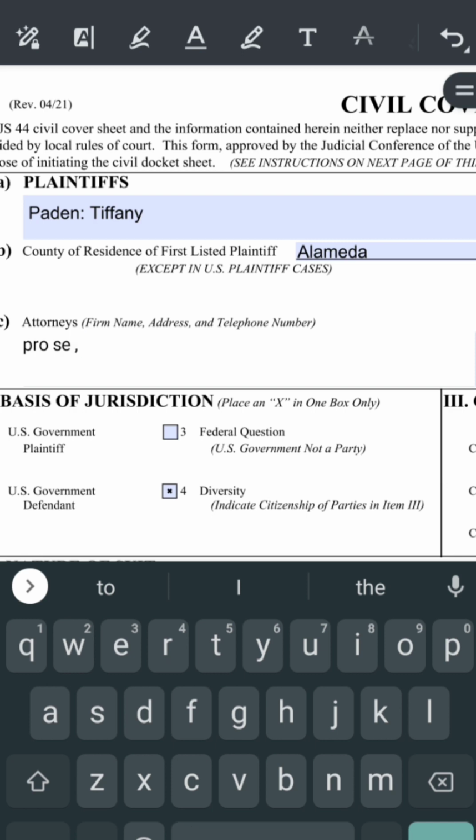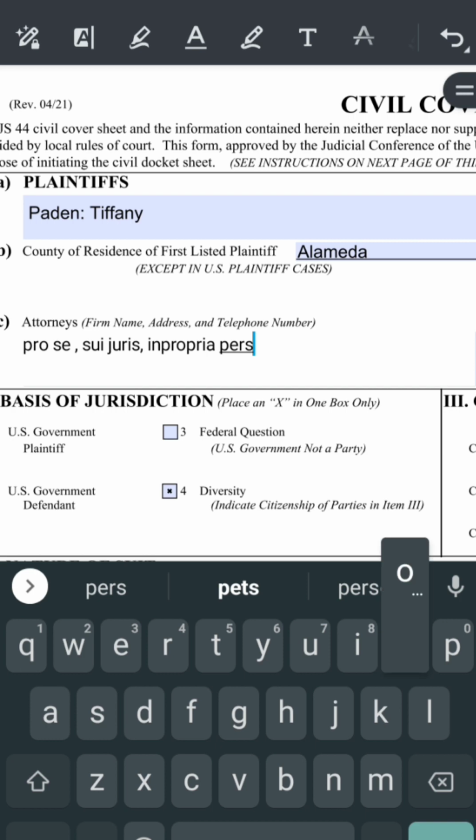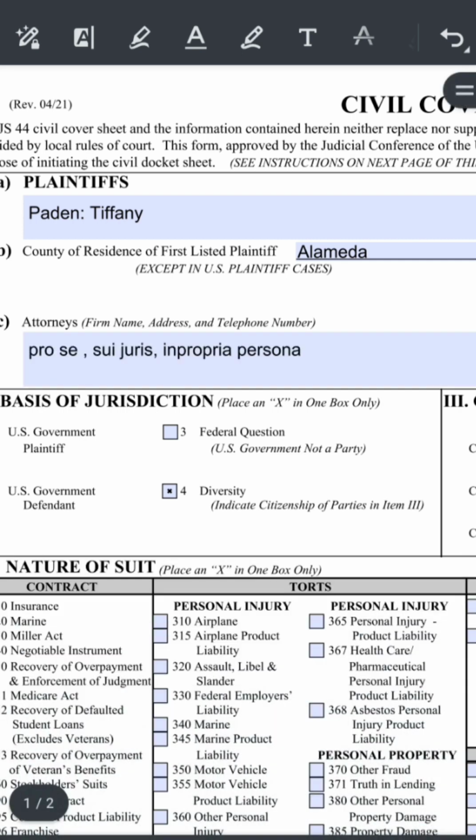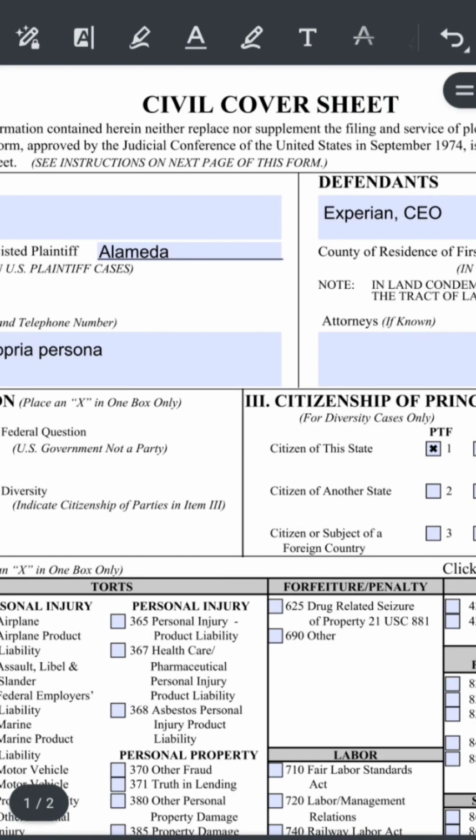Me personally, I use sui juris or in propria persona. That's me personally, how I move in court. So you guys need to look these up to get a better understanding. Like I said, I'm not here to give you guys all that, but that's how I roll when I go to these courts.